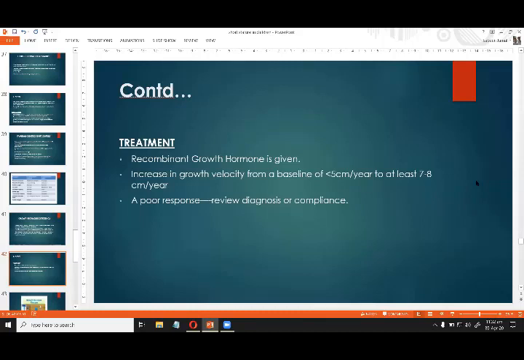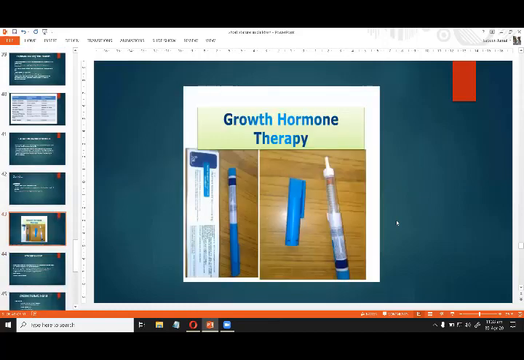That is the target. That baseline growth rate of less than 5 centimeters, treated with growth hormone recombinant therapy, will increase to around 7 to 8 centimeters per year. But if you do not find a good response, then you should review the diagnosis or assess the compliance. This is the growth hormone injection that is usually given to these children.